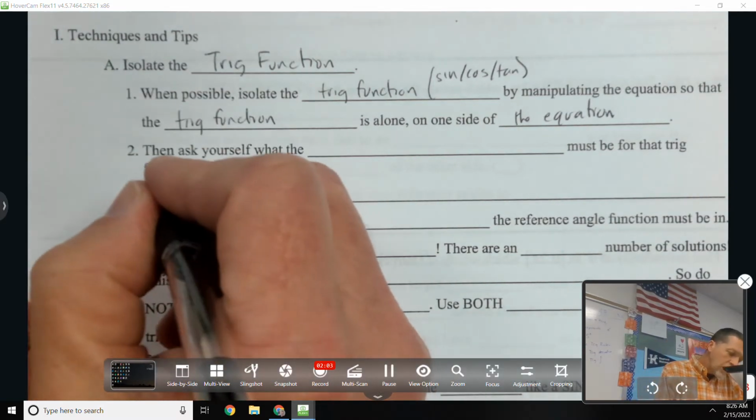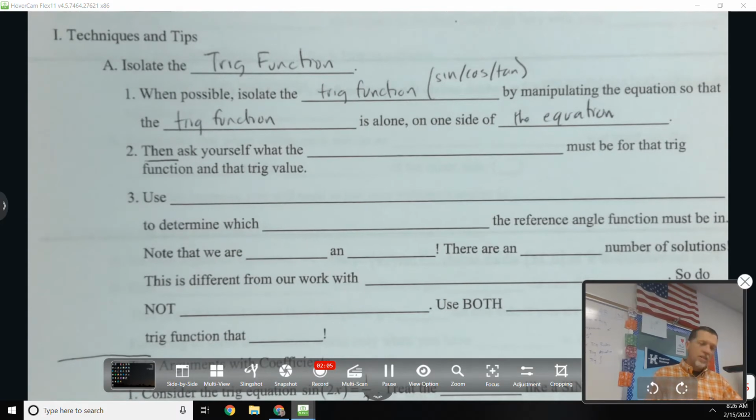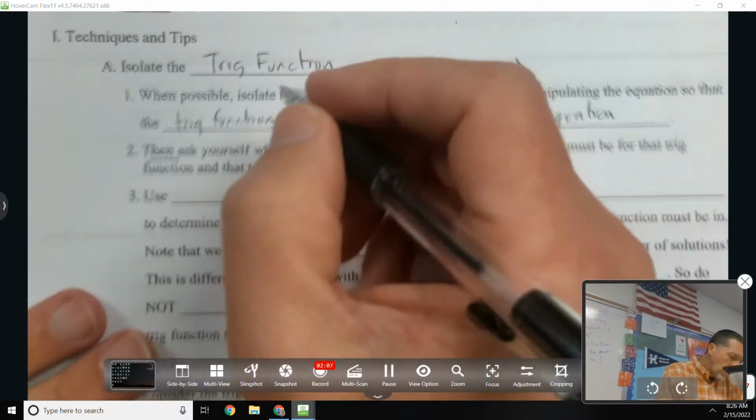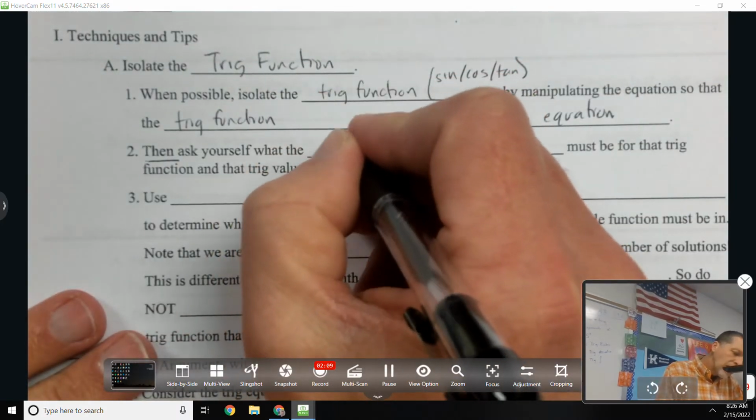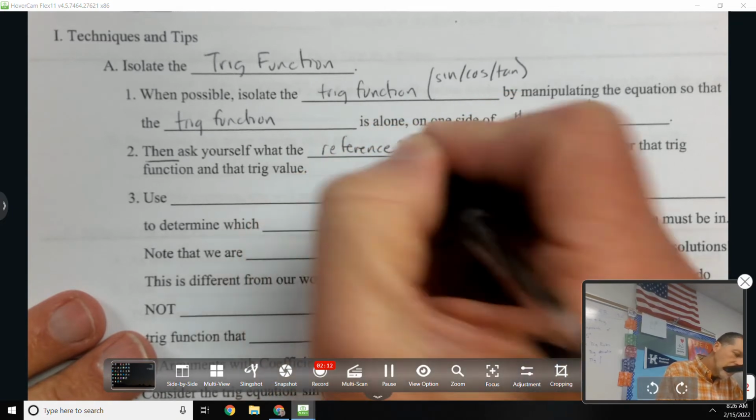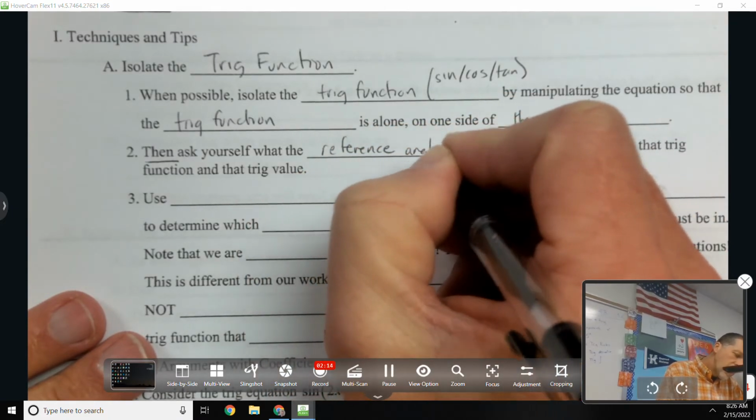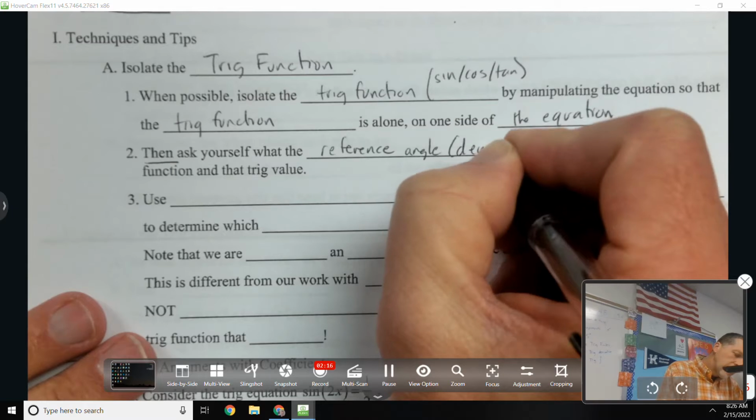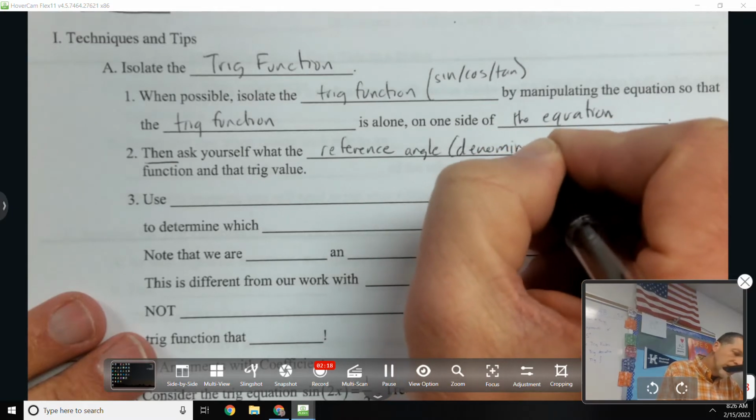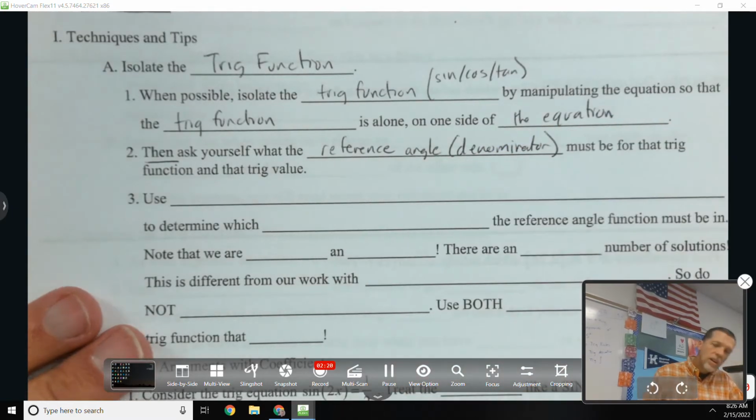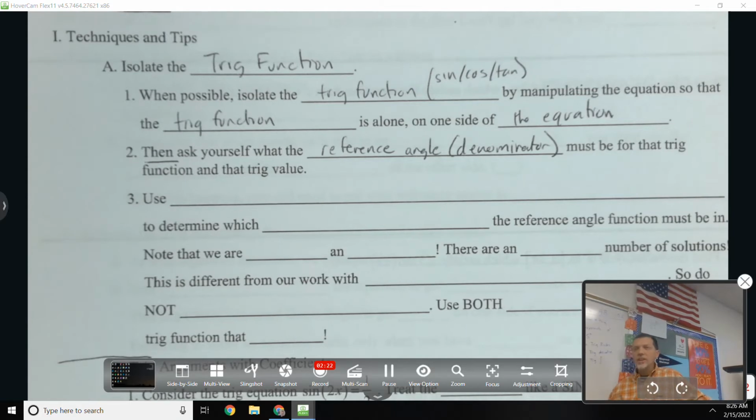Then, these are steps, they've got to go in order. Then ask yourself what the reference angle is, and really that means the denominator. What's the denominator? Like, is it an over 3, over 4, over 6? Is it shallow, middle, steep? For the trig function and that trig value.